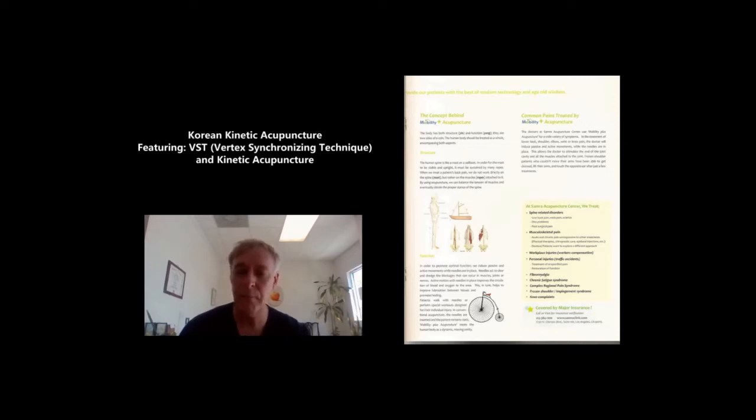Common pains treated by mobility plus acupuncture. The doctors at Samra Acupuncture use mobility plus acupuncture for a wide variety of symptoms. In the treatment of lower back, shoulder, elbow, wrist, or knee pain, the doctor will induce passive and active movements while the needles are in place. This allows the doctor to stimulate the end of the joint cavity and all the muscles attached to the joint. Frozen shoulder patients who couldn't move their arms have been able to get dressed, lift their arms, and touch the opposite ear after just a few treatments.